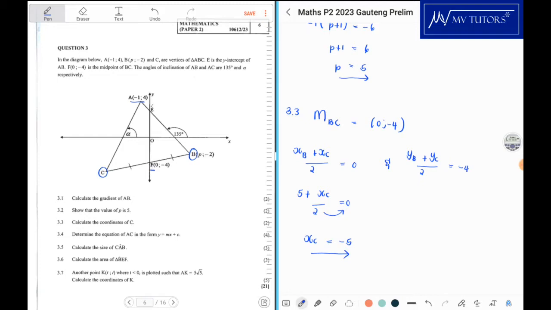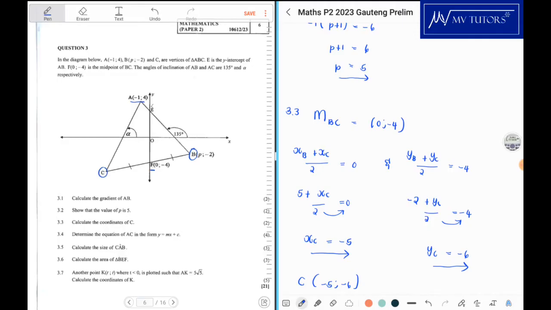Now let's go and see what the y value is. So our y value for B, we worked it out. We have it. It's negative 2. So we have negative 2 plus the y value of C, all over 2 is negative 4. We take 2 to the other side. We have negative 8. So negative 8 plus 2 will give us negative 6. Okay. So there we have it. Coordinates of C. We have minus 5, minus 6. It makes sense. It's in the third quadrant. Both y and x are negative.